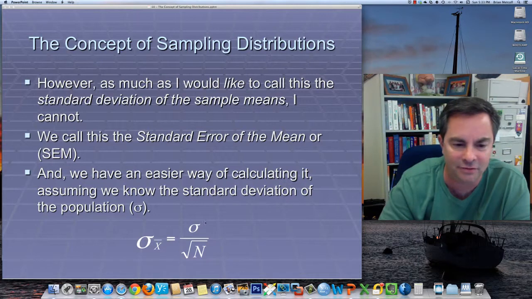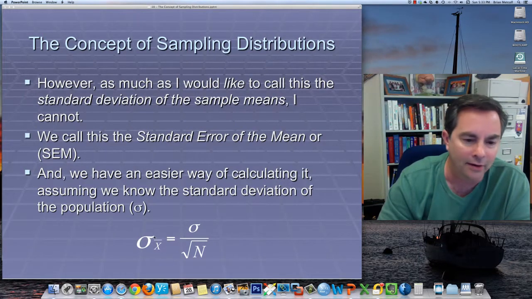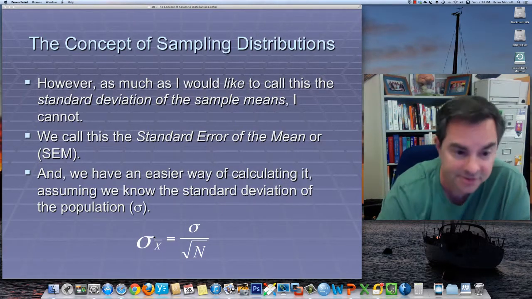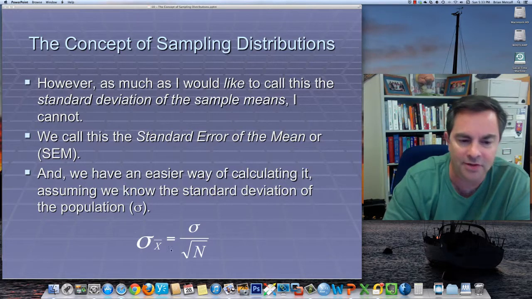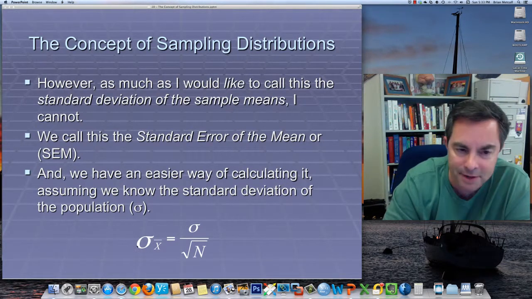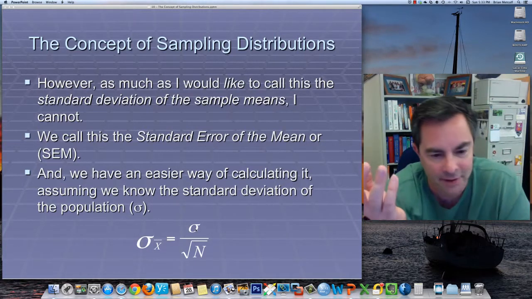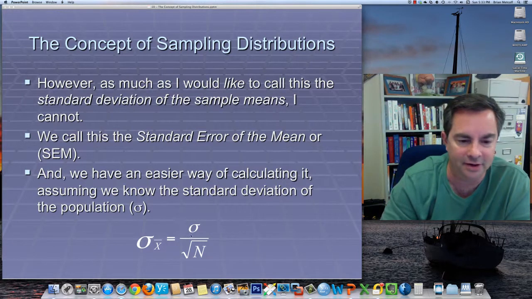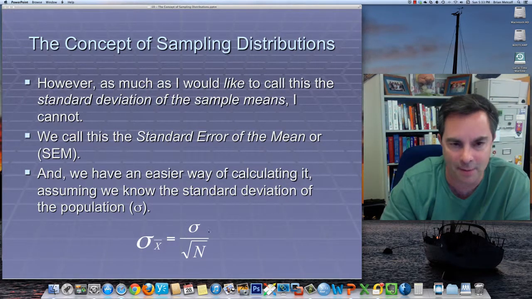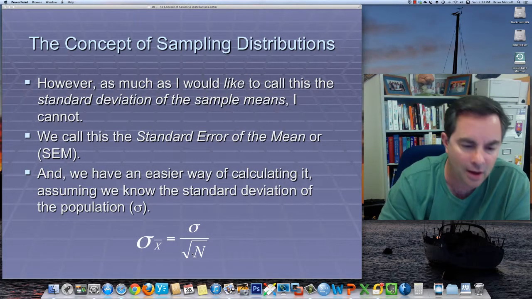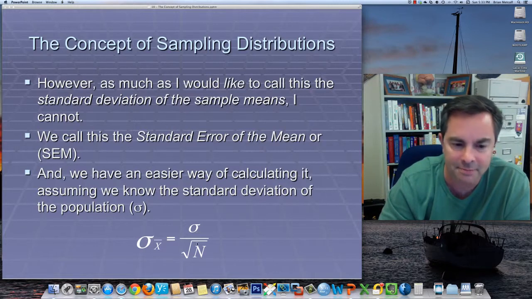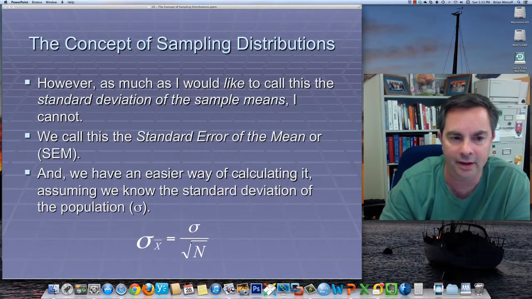So let me look at this formula down below. All right. This is an estimate. We call this an estimate formula for the standard error. To estimate the standard error, if you do know the population standard deviation, if you know sigma for the population, then you just divide it by the square root of whatever sample size you're using, okay?